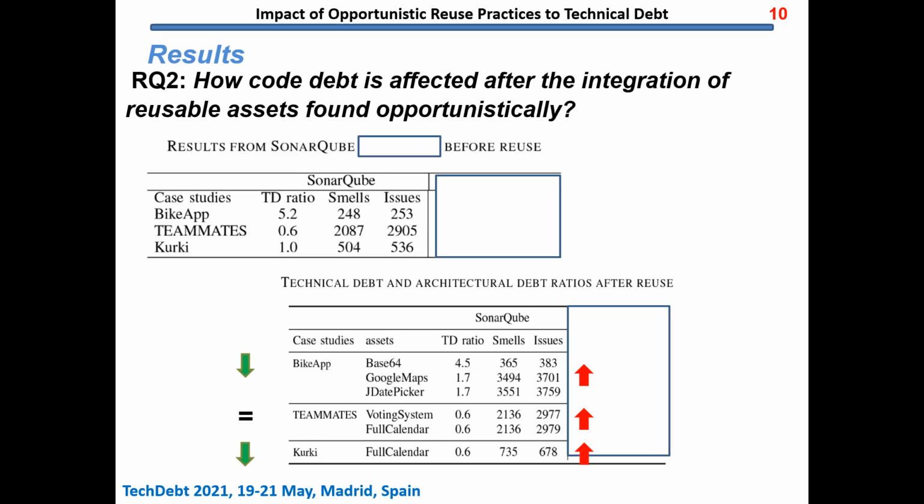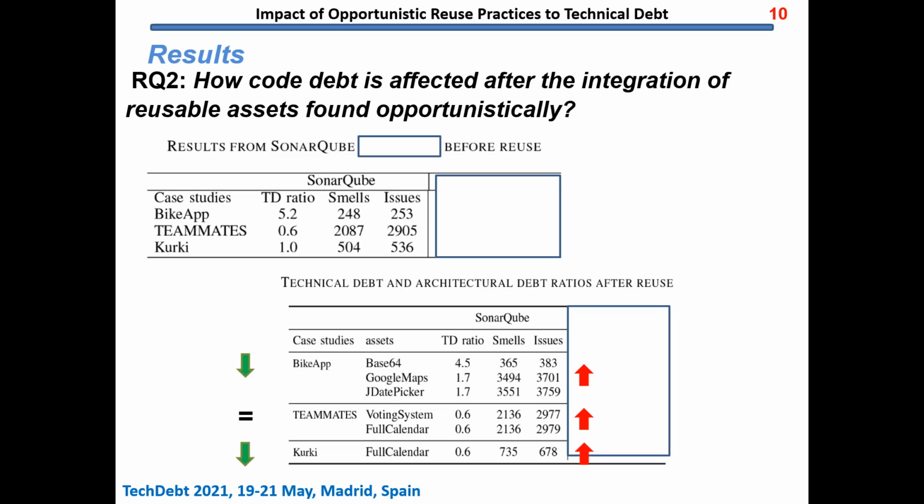Here we show the results regarding research question 2, how technical debt is affected after the integration of reusable assets. In the upper table, we can see the results using SonarQube, describing the technical debt ratios, the number of smells and issues for the three projects before reuse. And in the table below, we can see the same ratios after reuse.